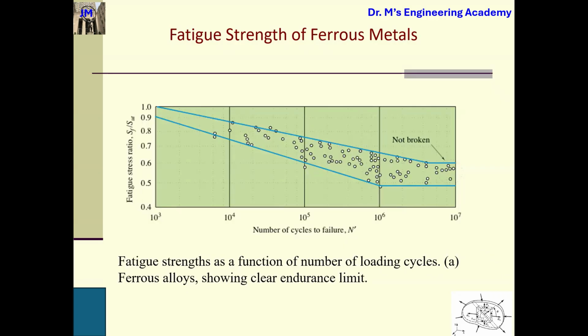So you can see for this, we have this material. Nominally, these specimens are of the same material. But when you do the experiments, you will get some different results, some variation. So this is the number of cycles to failure. This is a failure stress ratio, and this is S ultimate.